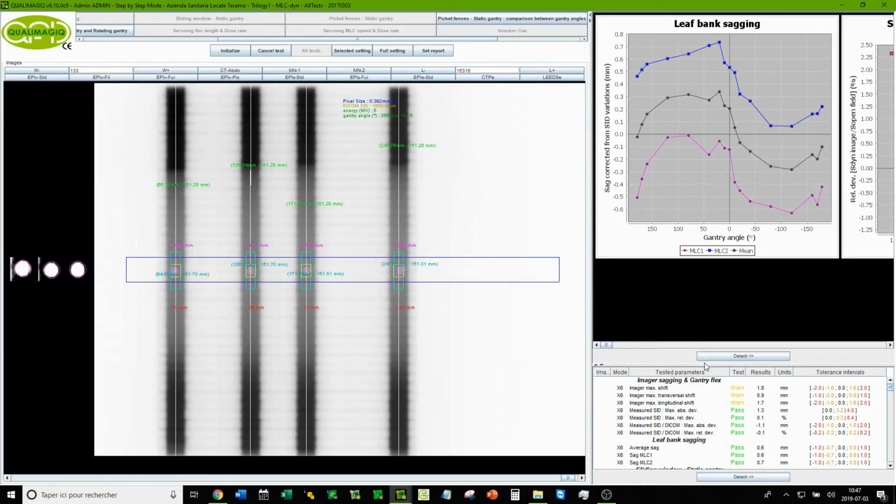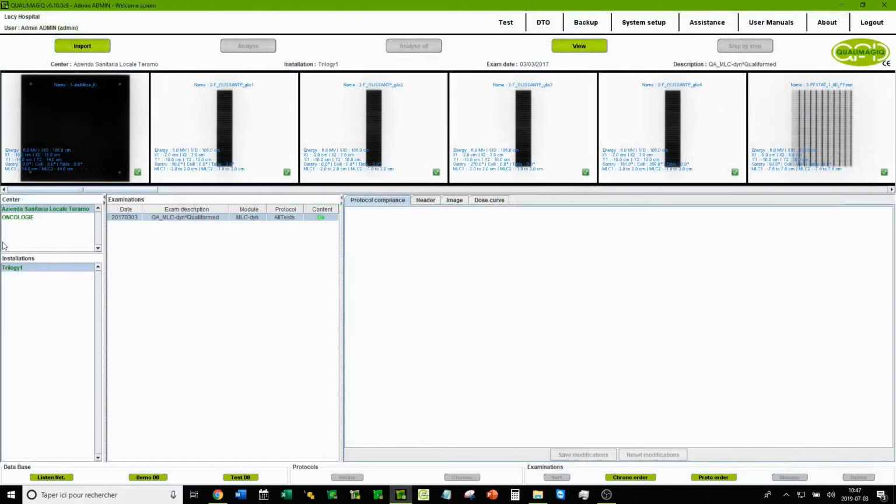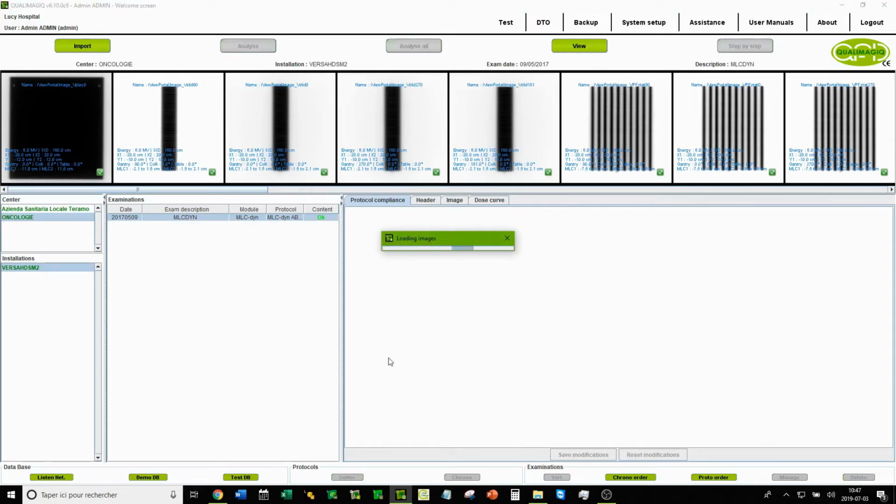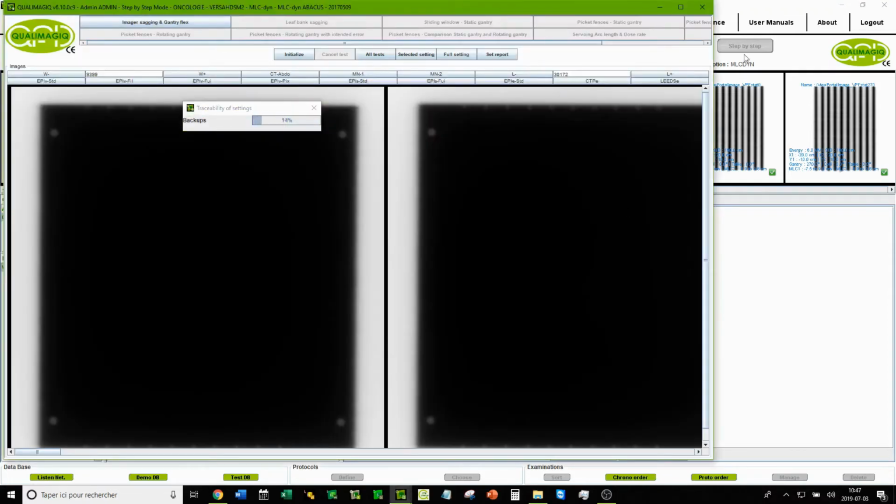Now that we have finished reviewing the MLCdyn tests with a Varian Linac, I propose we look at the same module with an Elekta. I will exit and open the second exam of an Agility. This will be much briefer, but I would like to show you something interesting.